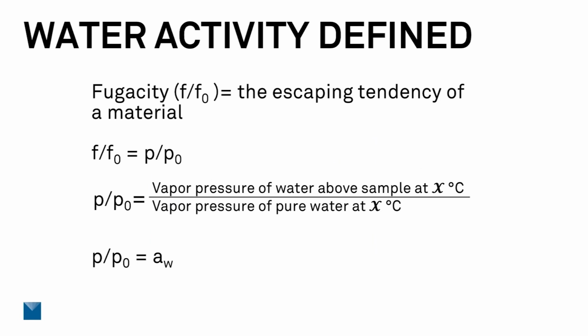So what is fugacity? It is the escaping tendency of a material. What vapor can escape out of the sample? How can we measure fugacity? It can be measured by partial pressures or vapor pressure of water above a sample at a specific temperature divided by the vapor pressure of pure water at the same temperature. And relative vapor pressure, or sometimes it's termed partial vapor pressure, is exactly water activity. If we can determine the partial vapor pressure of a sample, we can calculate the water activity.